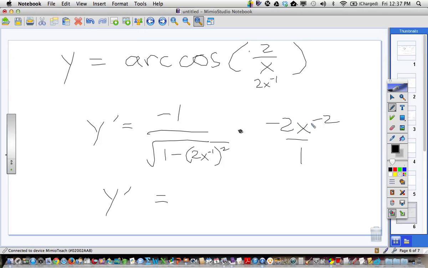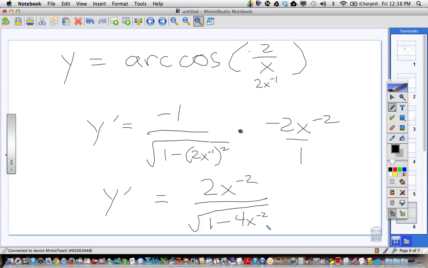I think we need to multiply this together and get those negatives to turn to positive, like so. And I think we ought to square that thing inside the square root. So this would be 4x to the negative 2. Power on a power, you multiply. And that is good enough right there.